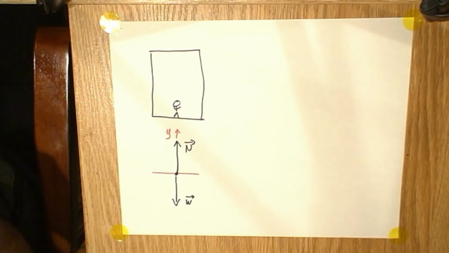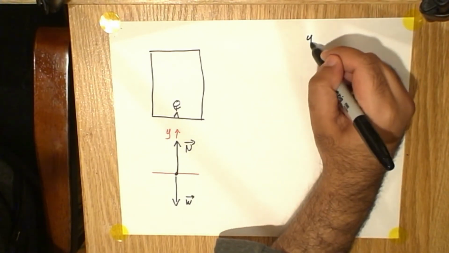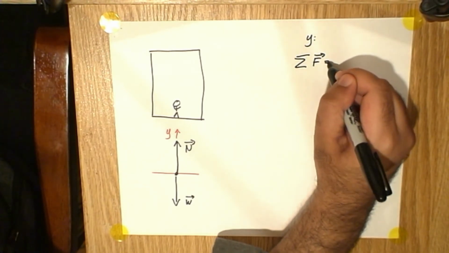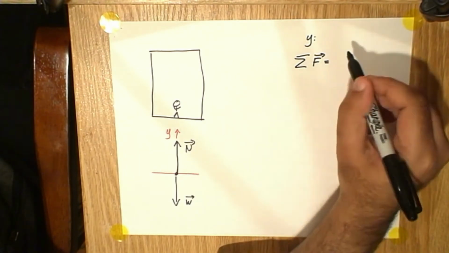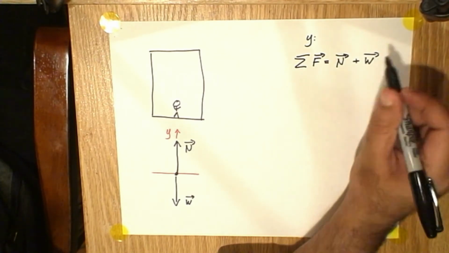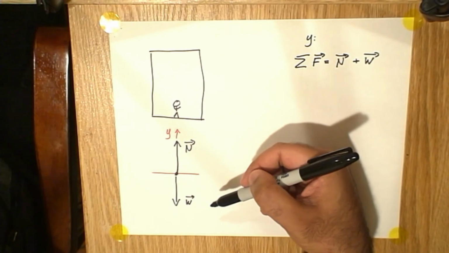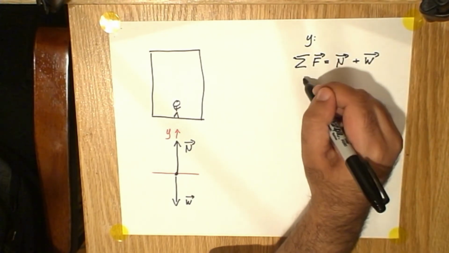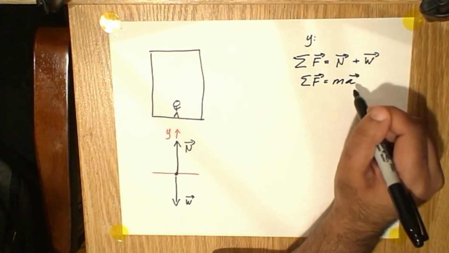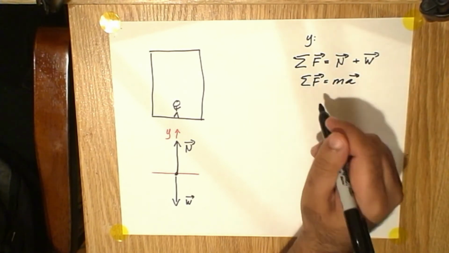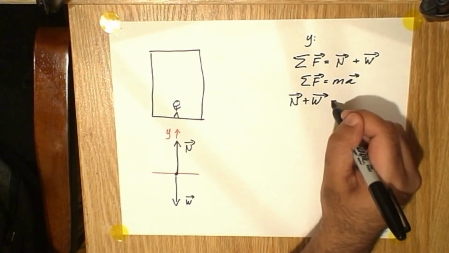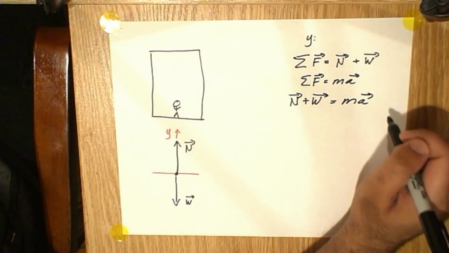Now, let's examine the forces that are taking place in the y direction. The total force is given by normal pointing up minus weight pointed down. I will write it as normal plus weight on the understanding that weight is a negative force. Now, we know that total force is equal to mass times acceleration. That's Newton's second law. So now we'll put these two equations together. Normal force plus weight force is equal to mass times acceleration.